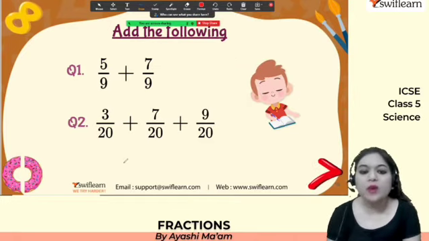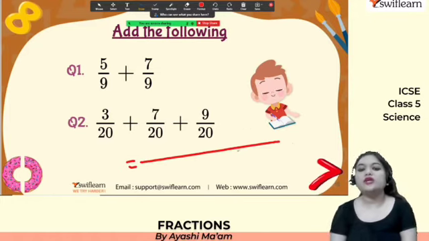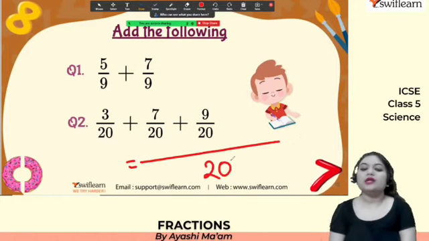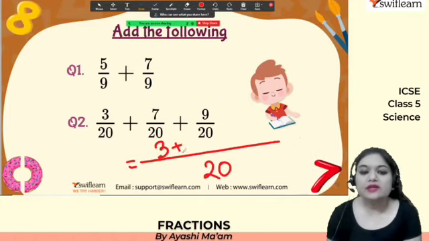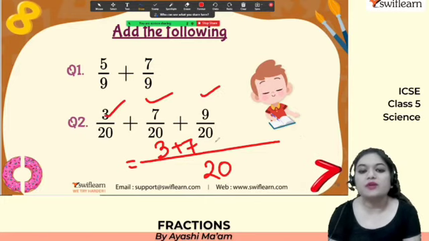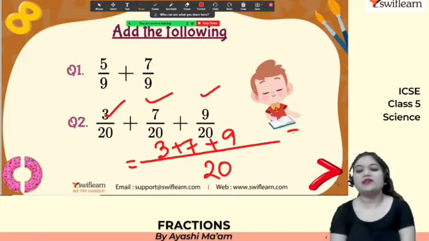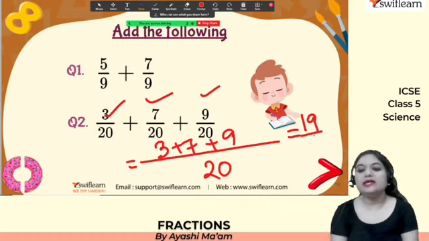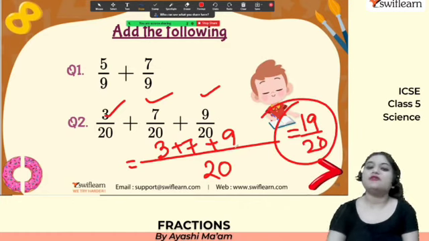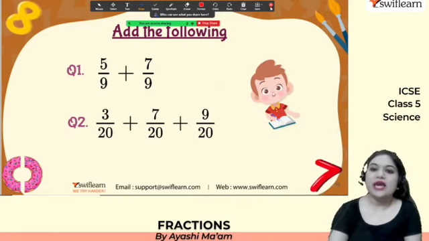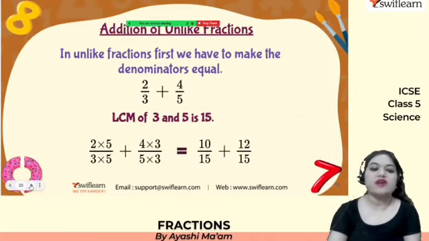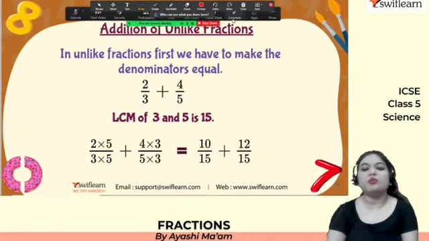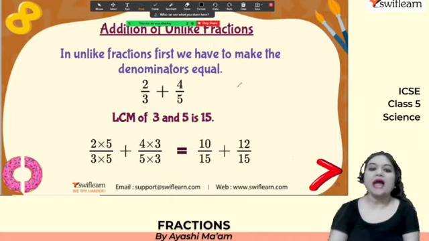Coming to the second one, all three are like fractions. So simply the denominator will be 20 and in the numerator you will have 3 plus 7 plus 9, right? So 3 plus 7 is 10, 10 plus 9 is 19. So 19 by 20, answer will be 19 by 20. So addition of like fractions is very, very easy. Keep the denominator the same and simply add the numerators.